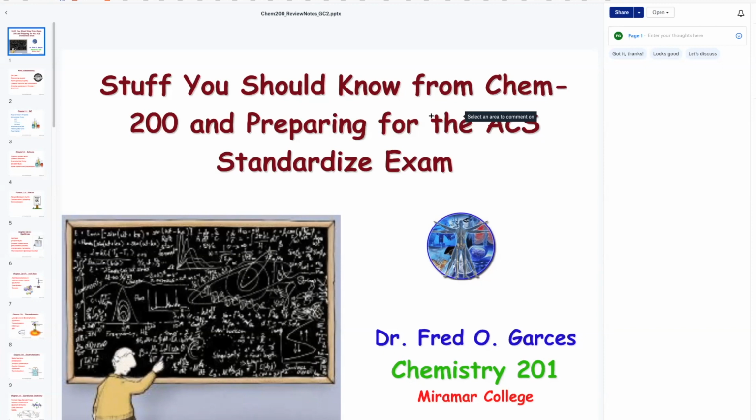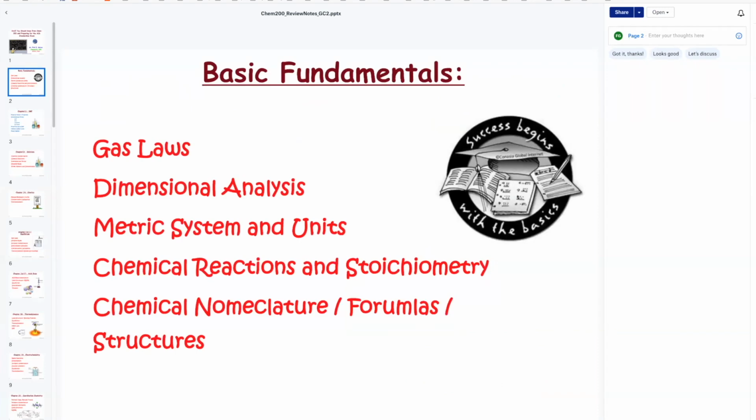So again, the fundamentals of chemistry, what you need to bring in order to be successful in this class. So let's take a look at this right here. The basic fundamentals are you need to know your gas laws. The reason is that there are going to be many situations in equilibrium and thermodynamics where we determine the amount of chemicals based on the pressure, the volume, and the temperature. That means you need to know PV equals nRT, okay?